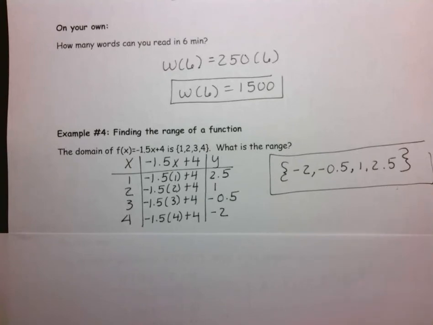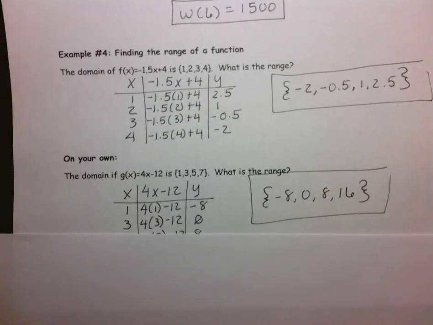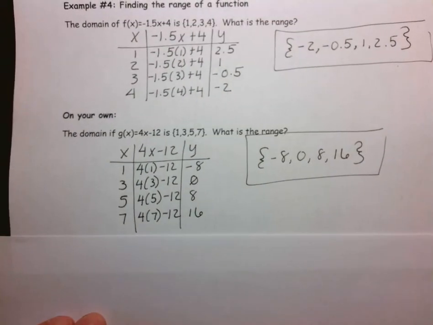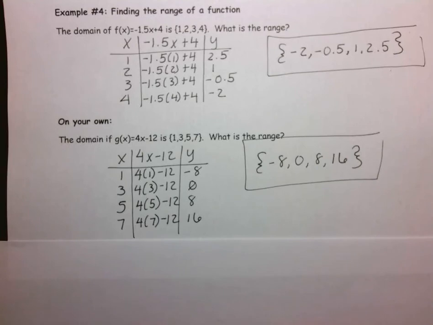So go ahead and hit pause and look at that to make sure you understand what I'm doing, and then do the on your own problem. Okay, so I'm doing the exact same thing. The domain of this function, which we're calling g of x, is 1, 3, 5, 7. And so then what's the range?